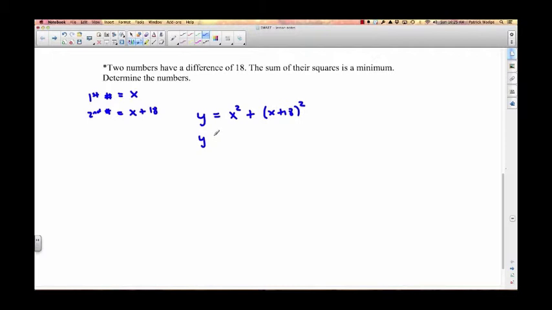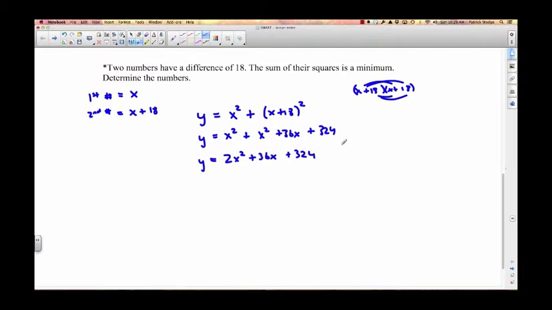Alright, let's simplify this. We have y equals x squared plus, x plus 18 squared is the same as x plus 18 times x plus 18, and then you do mountains and valleys. So you get x times x is x squared. x times 18 is 18x, and 18 times x is another 18x. So 18x plus 18x is 36x. And 18 times 18 is 324. Okay, we can simplify this. x squared plus x squared is 2x squared, plus the 36x, plus the 324.